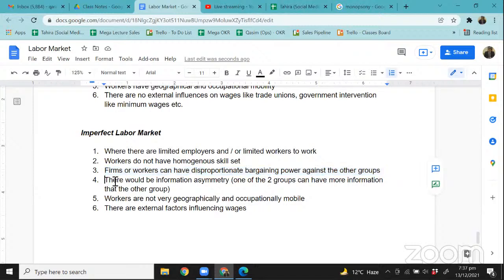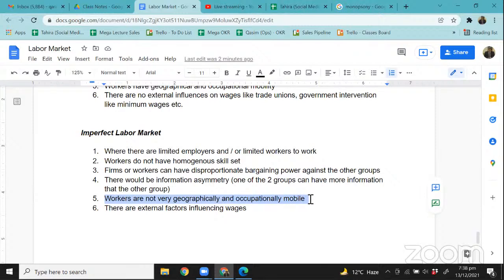Then there could be information asymmetry. One group has more information compared to the other group, and workers are not very geographically and occupationally mobile because, I mean, there could be different reasons, but let's say some places, obviously, and that is very true in every case, some places in Pakistan or some cities in Pakistan are more livable compared to other cities. So people have preference of working in those bigger cities, right? They have better education, they have better healthcare, right? So people think around that.